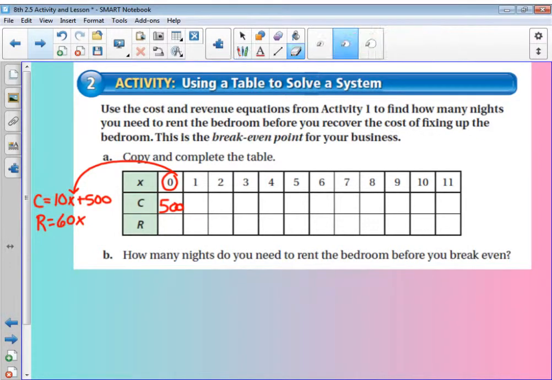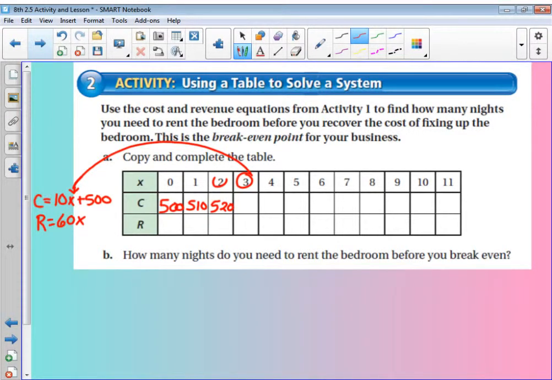Okay, so now we're going to plug in 1. And you're going to see a pattern here really quickly. If we plug in a 1, 10 times 1 is 10 plus 500 would be $510. Now we'll plug in our 2. So 10 times 2 is 20 plus 500 is 520. And we'll do it one more time. So 3 nights: 10 times 3 would be 30 plus 500 would be 530.